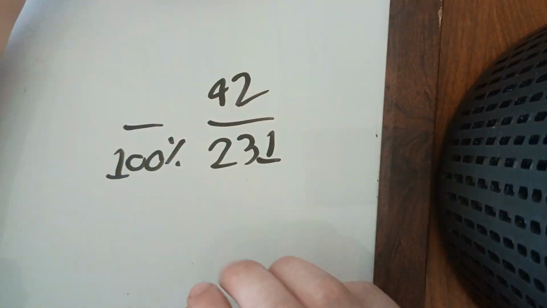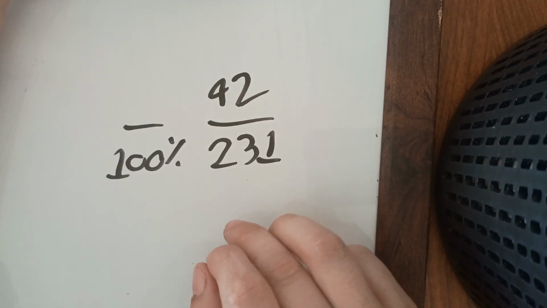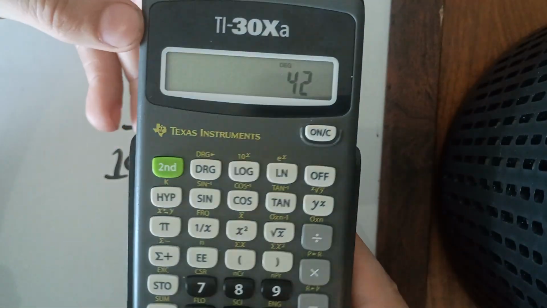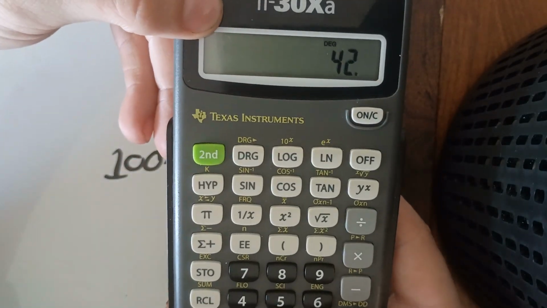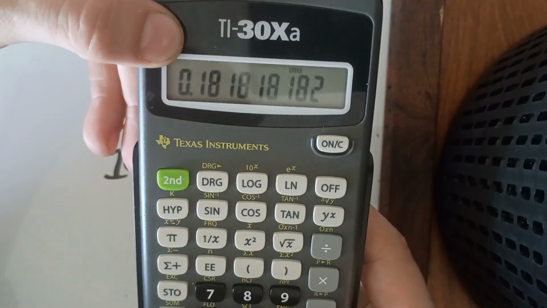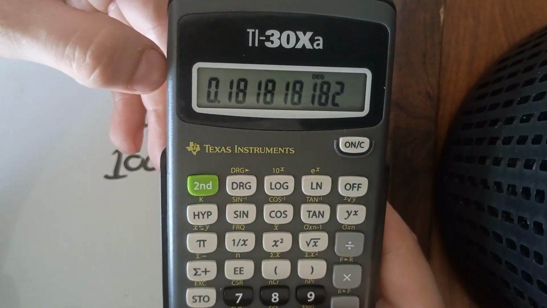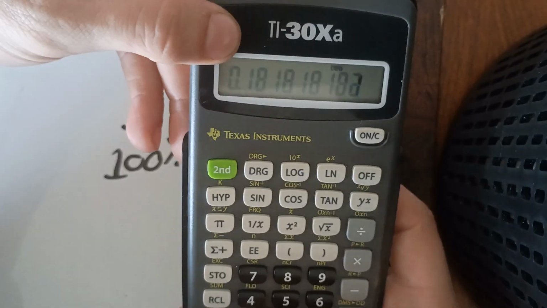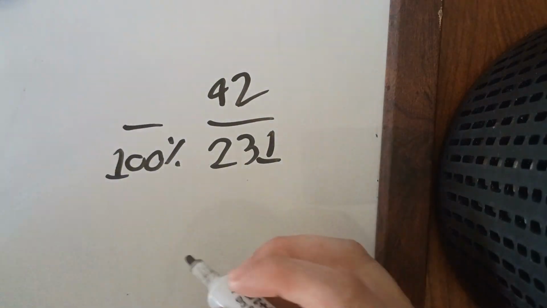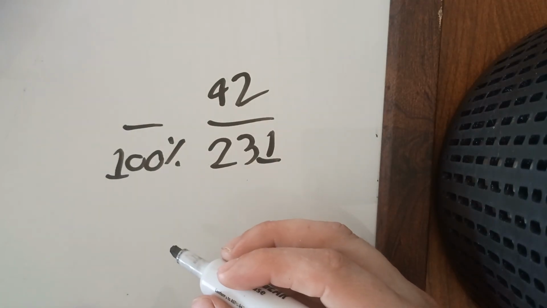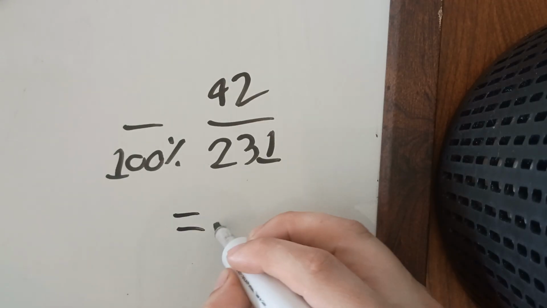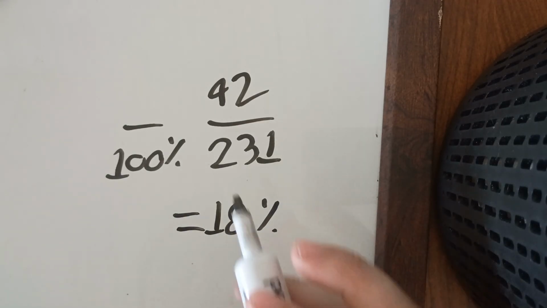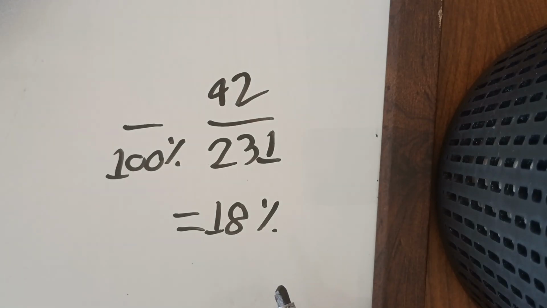But if we have those numbers, then we take our 42. Let's see if I can show you that. Take your 42, divide it by 231, and that'll get, oh, what an interesting number. And then you times that by 100, which would be 18% is what that's telling me. Assuming I did that right. But that would be 18%. That's how you do that problem.